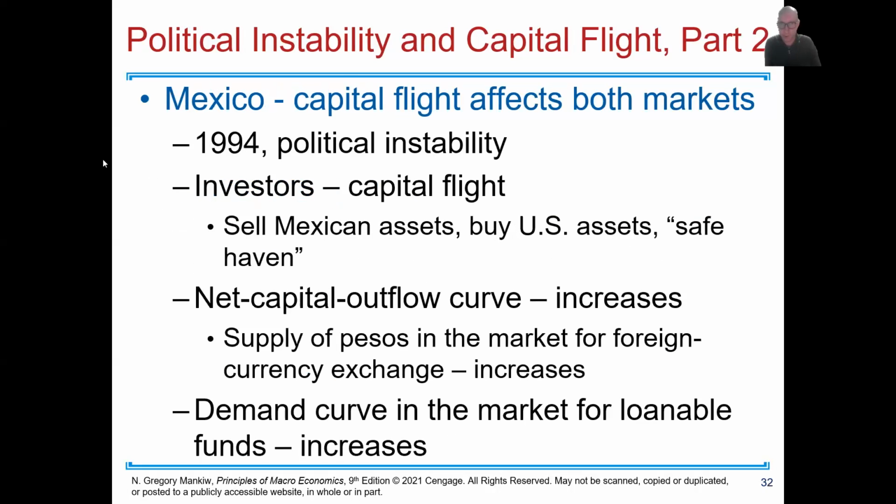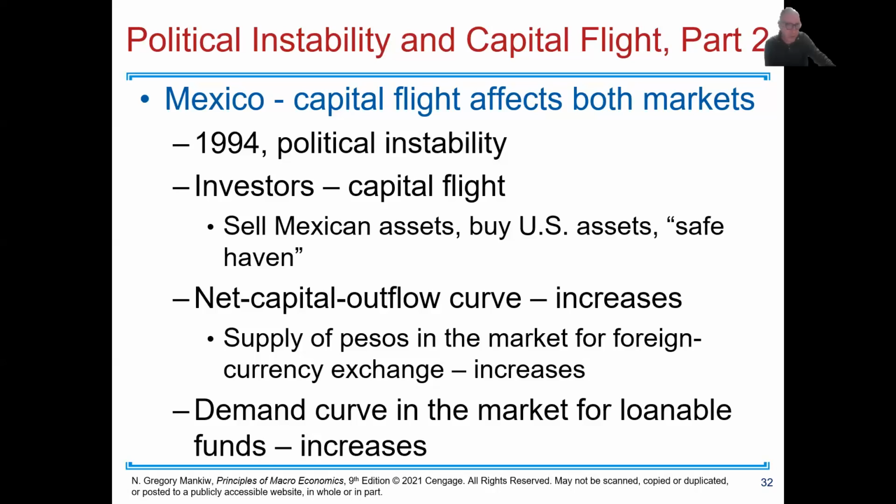This happened in Mexico. In 1994, there was a political upheaval at that time, and investors were like, you know what? No, we'll get out of Mexico, go to the United States, safer for investment. At that time, it was a difficult time for Mexico. When there's political instability, oftentimes investors don't want to invest in that country. We saw the same thing in Venezuela recently. It's unfortunate, but it happens.